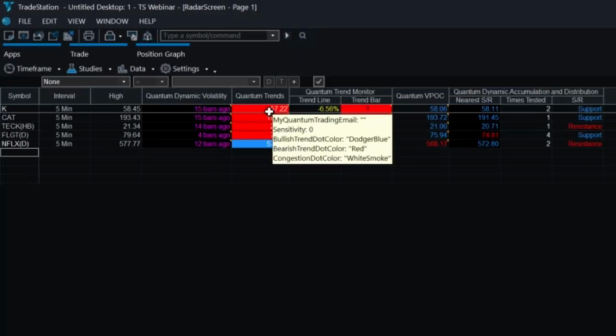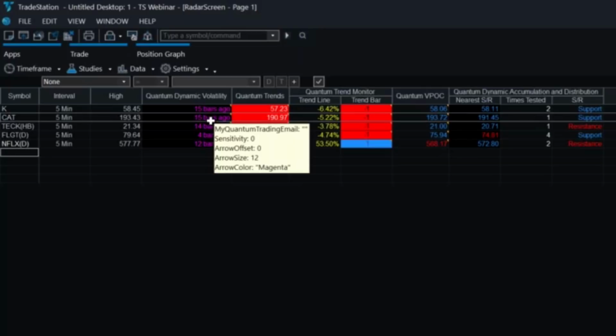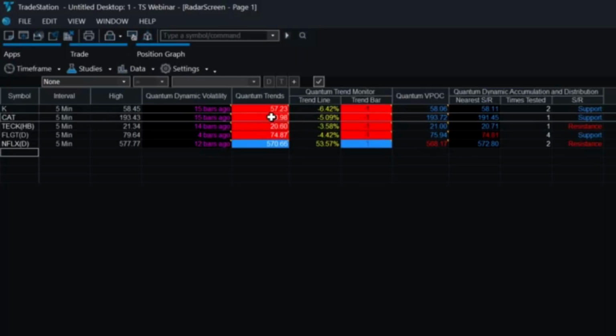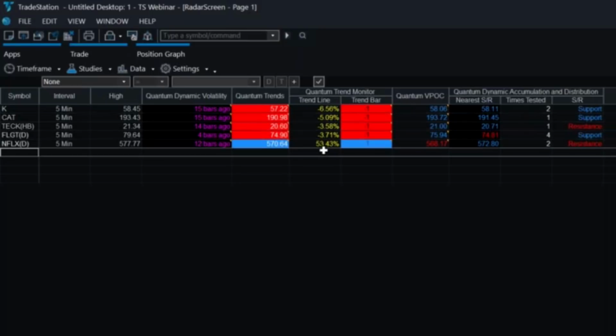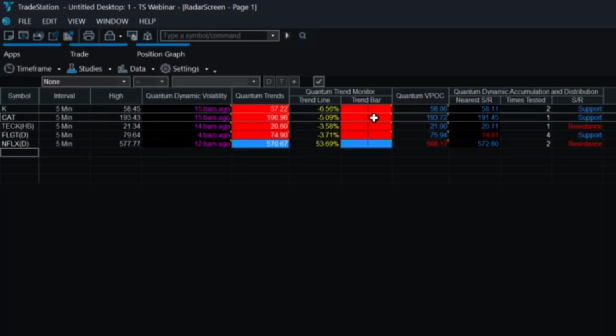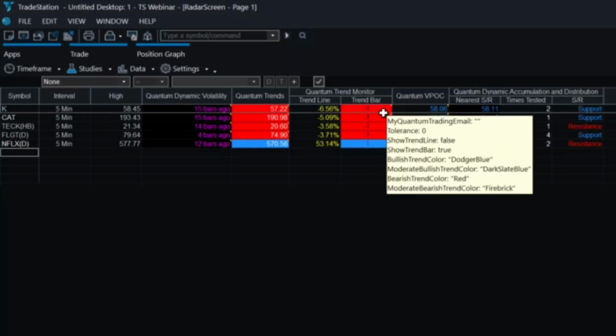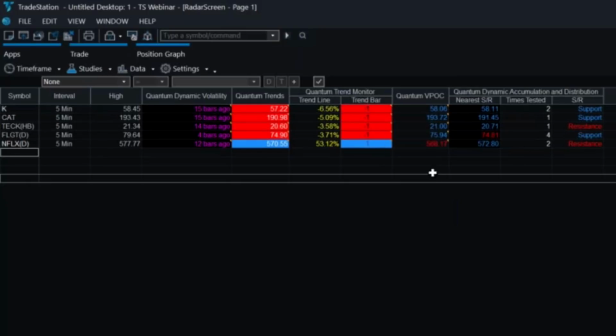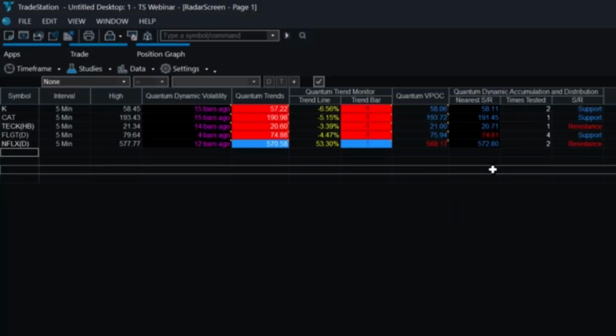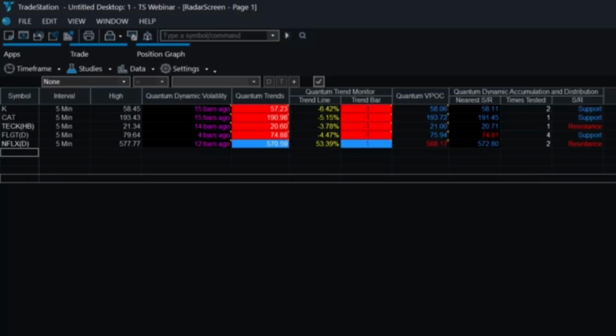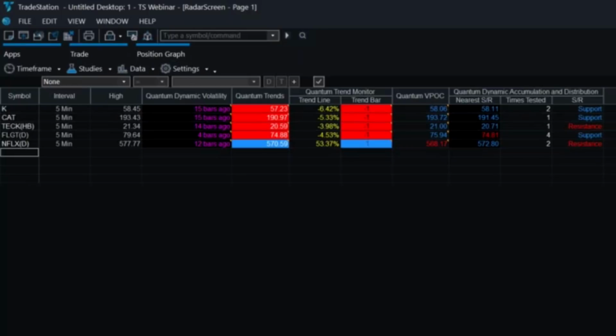Obviously, I'm going to look at Kellogg's in particular, because there was a volatility trigger, which is highlighted, and that's really important, that they're red. I won't talk about the trend line at the moment. Then the trend bar, this is actually the trend monitor, so that tells me it is in a downtrend. I have the volume point of control, and I've got the nearest support resistance line, and it's been tested 2 times. But I really just want to focus on the volatility.